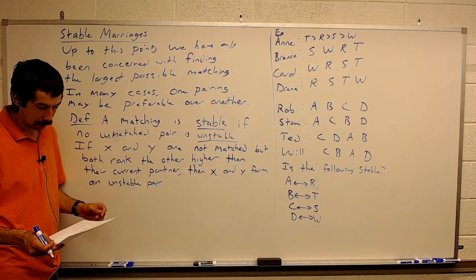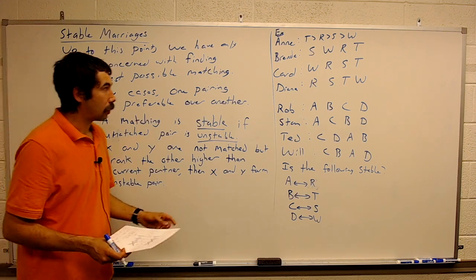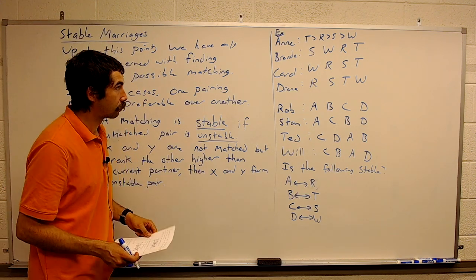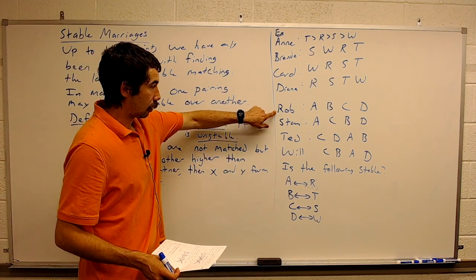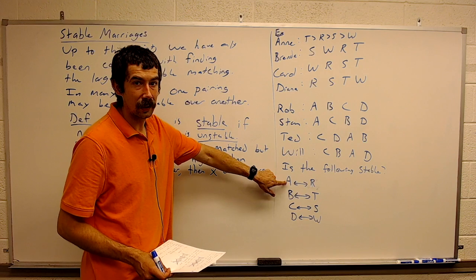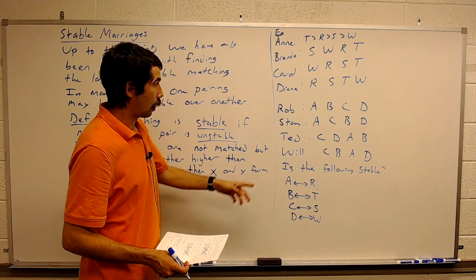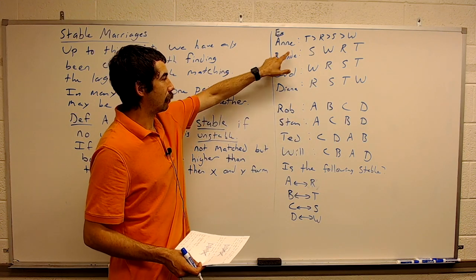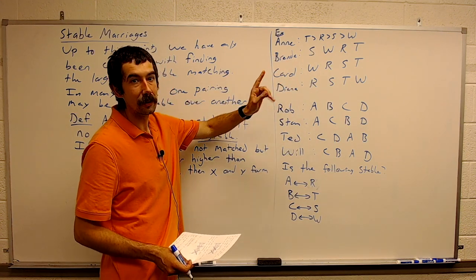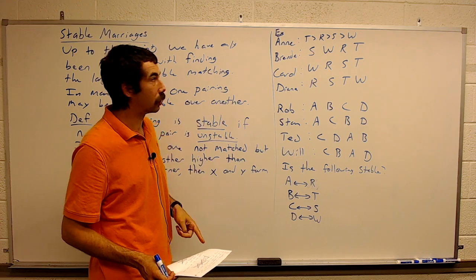Okay, welcome back. So there is an unstable pair. This first pair, like Rob is happy with Anne.